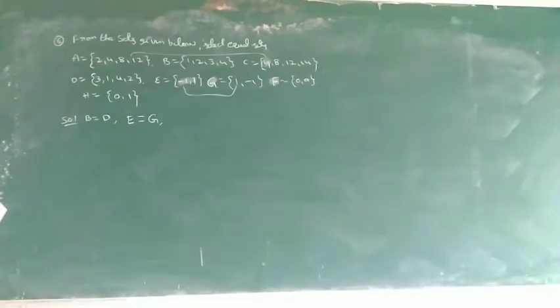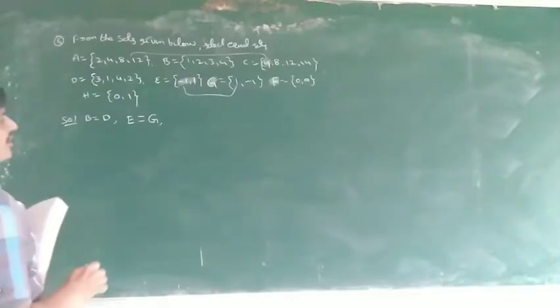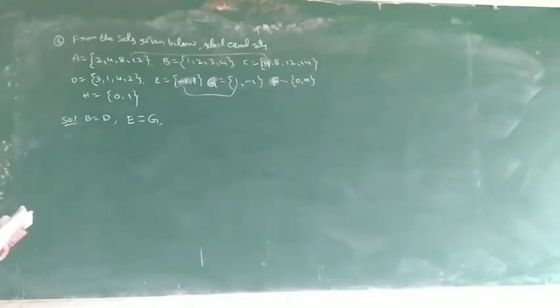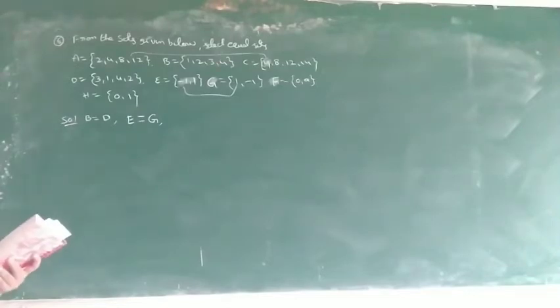Next, F is {0, A} and H is {0, 1}, so they are not equal. So only two equal pairs are there: B and D are equal, and E and G are equal. Only two equal sets are there. Okay, this is the meaning of problem number 6.